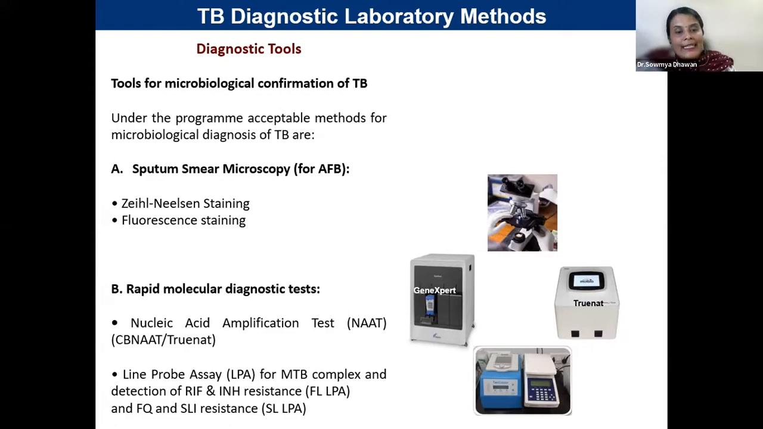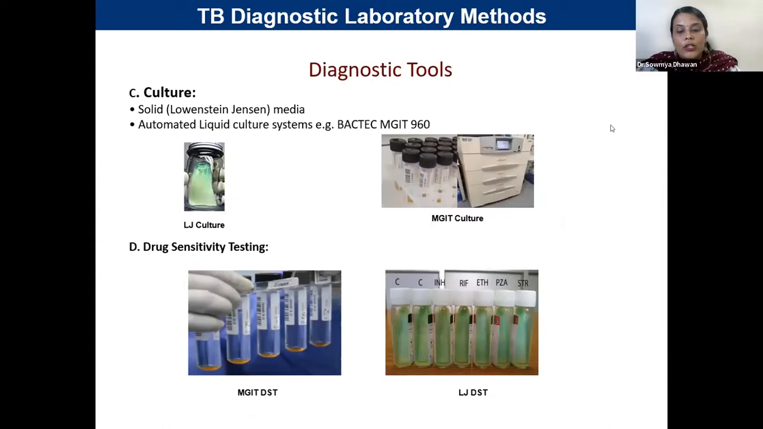The second is the rapid molecular diagnostic techniques, which include the nucleic acid amplification test, involving the CBNAAT as well as the TrueNAT. The other rapid molecular diagnostic test is the line probe assay, for both first line as well as second line anti-TB drugs. The third methodology which we have is the culture, which includes both the solid as well as the liquid culture.